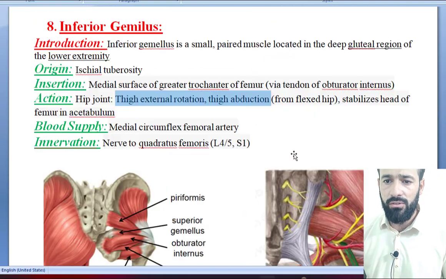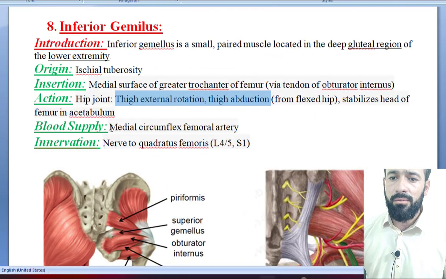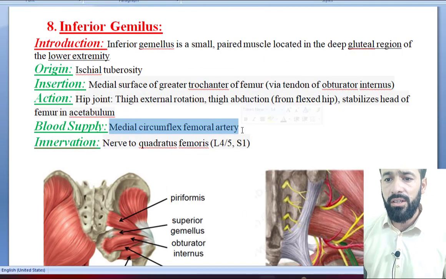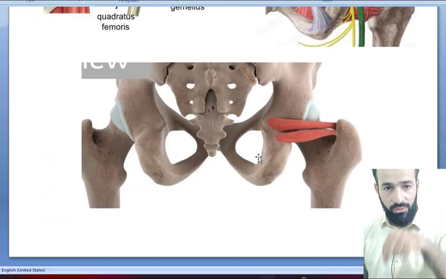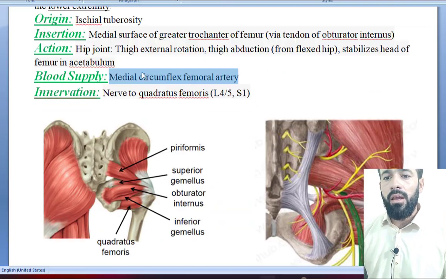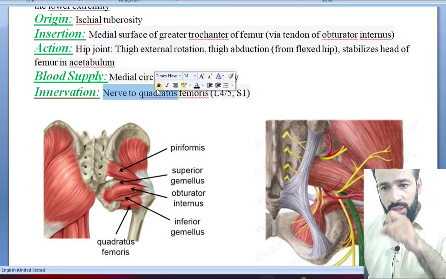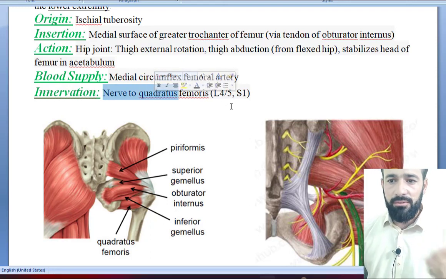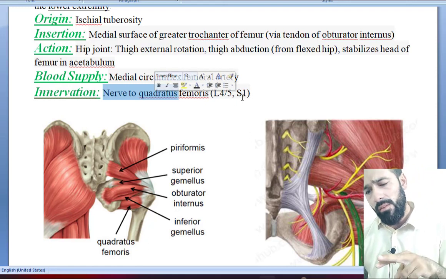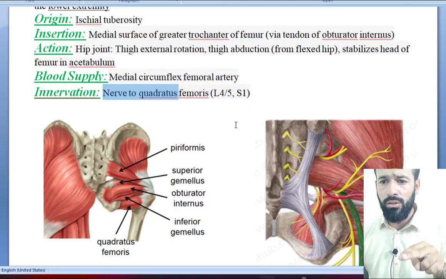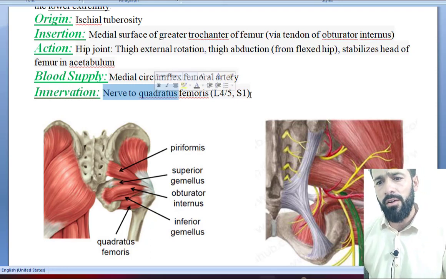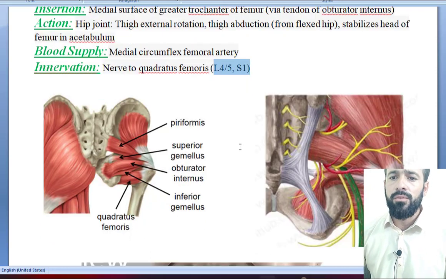So these two muscles together. And what is their blood supply? Medial circumflex artery gives blood supply to the inferior gemellus, right? And it is innervated by the nerve to the quadratus femoris muscle, which is a branch of L4, L5. Either it comes from both of them, or from L4 or from L5 and S1, right?